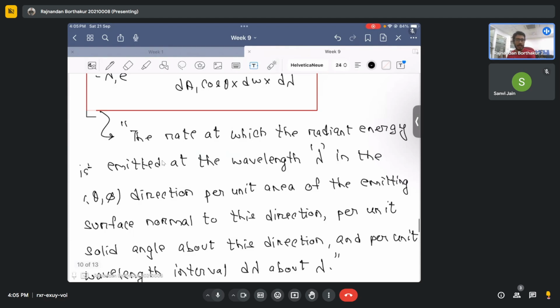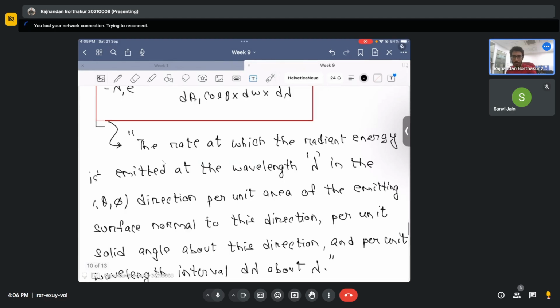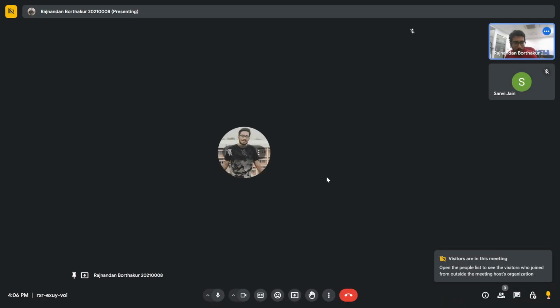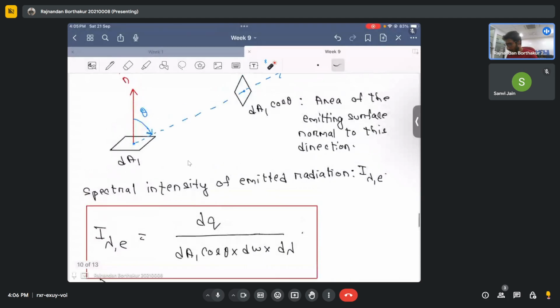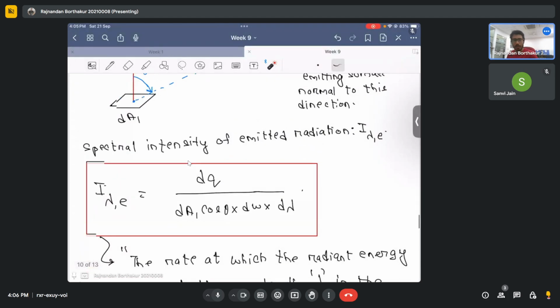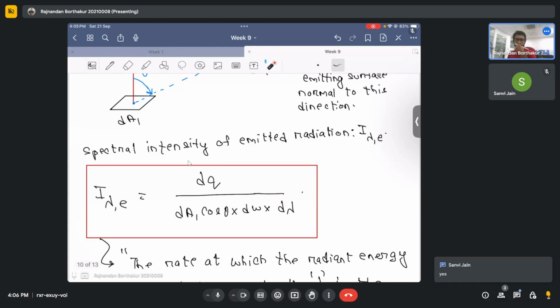I think there is a connection issue in my laptop. Can you just see my screen? Can you see my screen? Okay, yeah, okay, thank you very much.